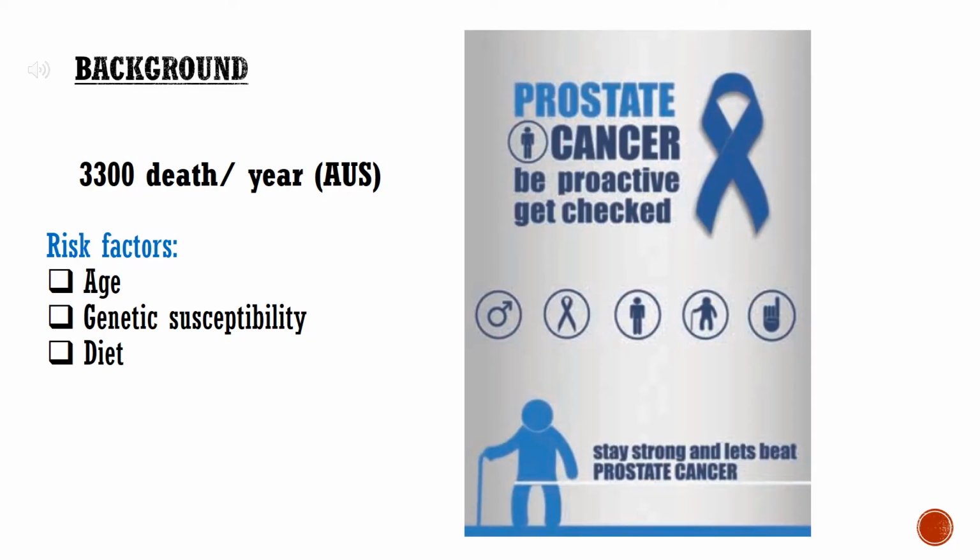Prostate cancer is a malignant enlargement of the prostate gland that occurs when some of the cells of the prostate grow abnormally. It is the third most common cause of cancer deaths. In Australia, more than 3,300 men die every year. Risk factors include age, particularly over the age of 50, genetic susceptibility, diet, and higher intake of fat and meat. Current treatments are surgery, radiotherapy, and androgen deprivation therapy.